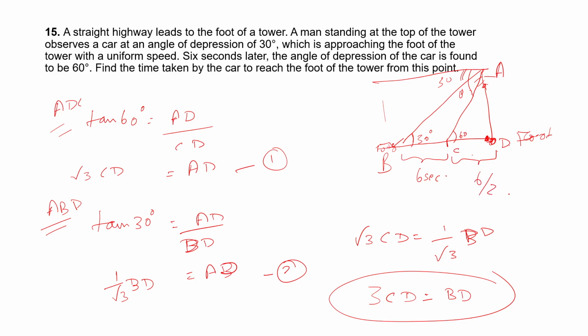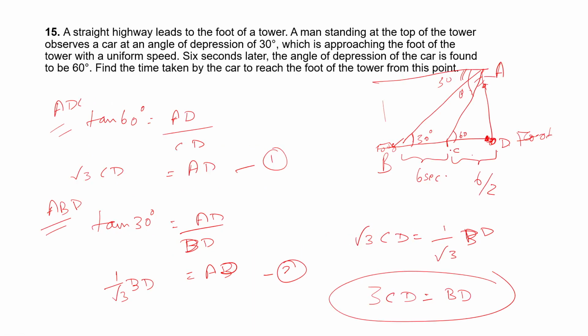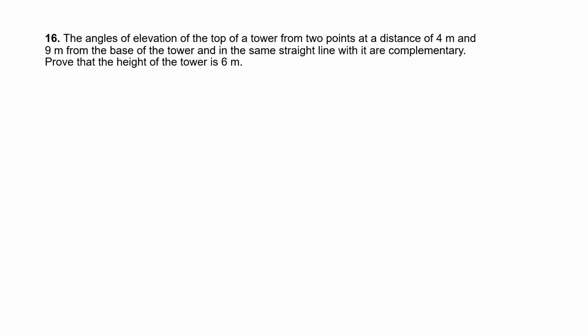See here, CD is BC by 2. That means 6 by 2. BC is 6 seconds and CD is BC by 2. So that means 6 by 2. It takes 3 seconds from C to D. So the question is, find the time taken by the car to reach from this point. From which point? From the second point the question is. So it is 3 seconds. Done.